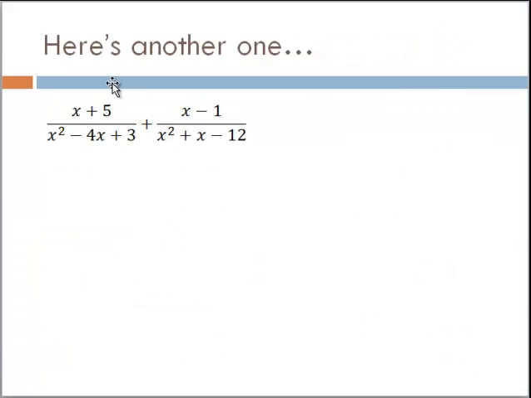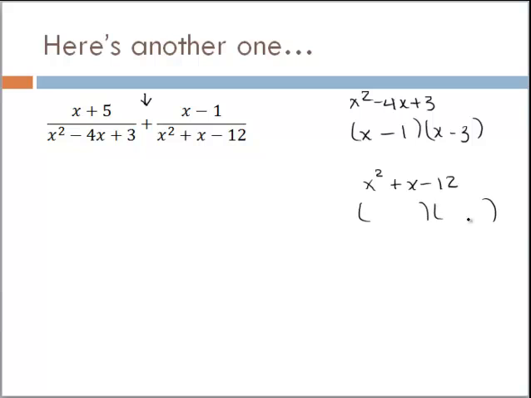So what about this one? This time we are adding two fractions, so we must have common denominators. We need to completely factor this first. This one will factor into x minus 1 and x minus 3. What about the other one?